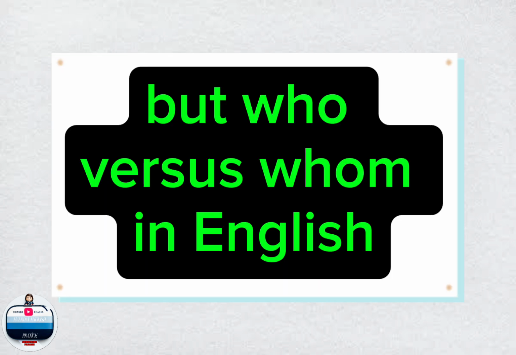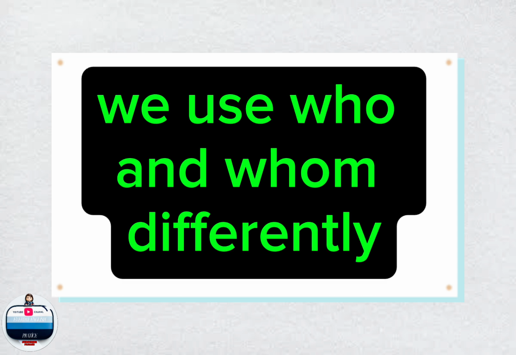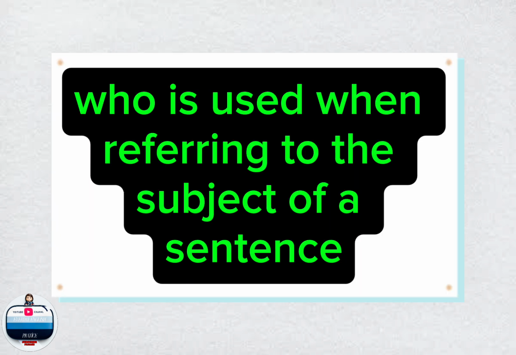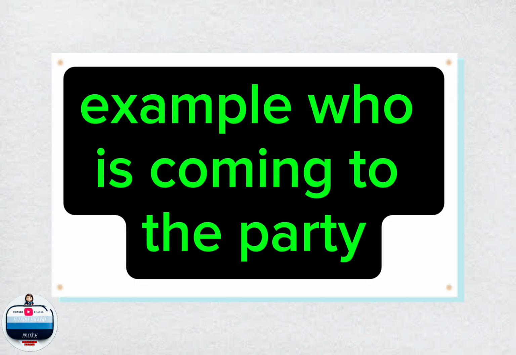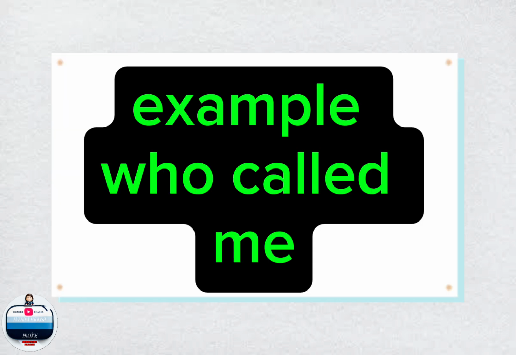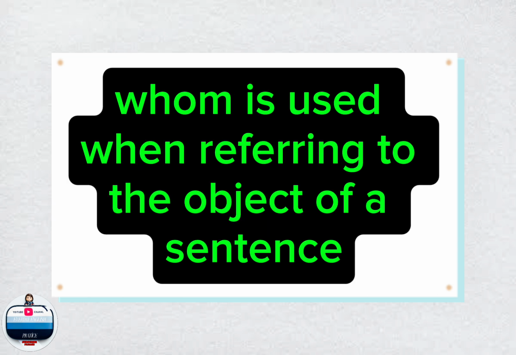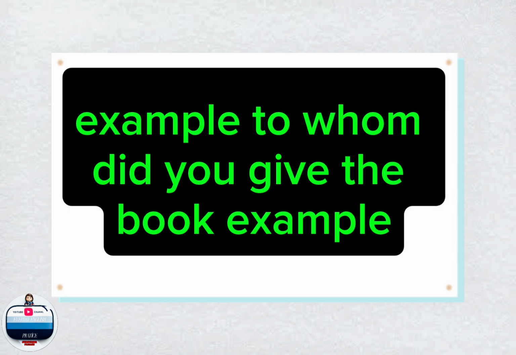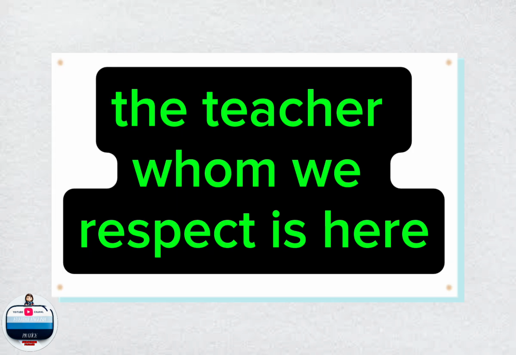Who versus whom. In English, we use who and whom differently. Who is used when referring to the subject of a sentence. Example: who is coming to the party? Example: who called me? Whom is used when referring to the object of a sentence. Example: to whom did you give the book? Example: the teacher, whom we respect, is here.